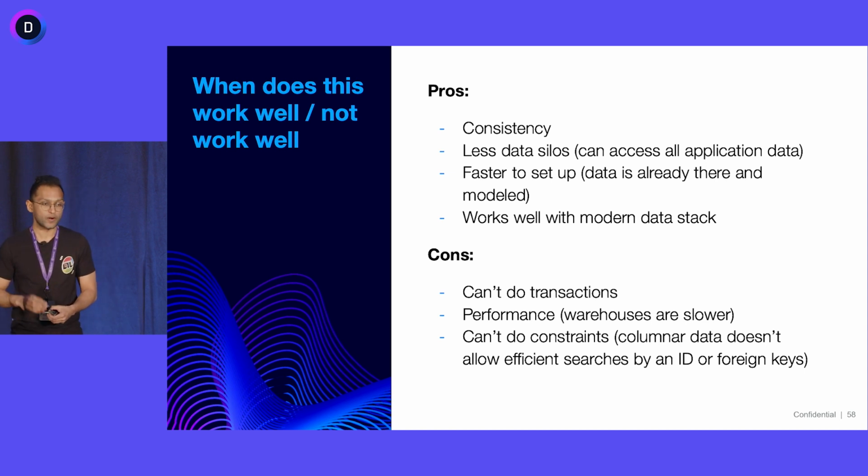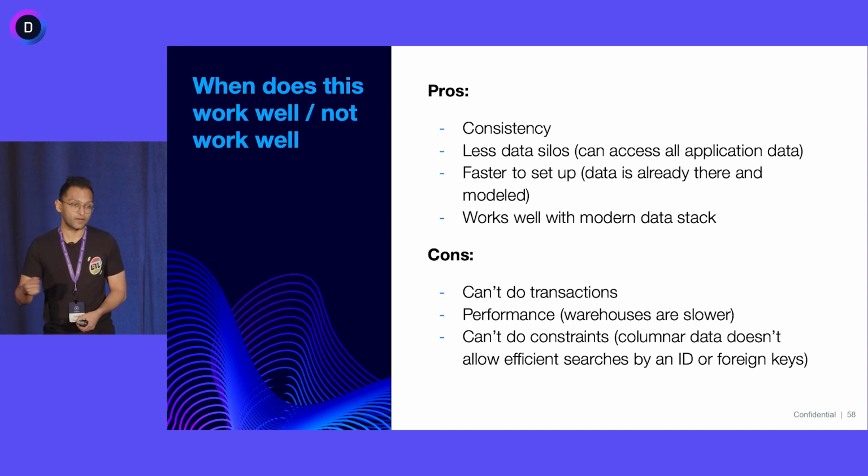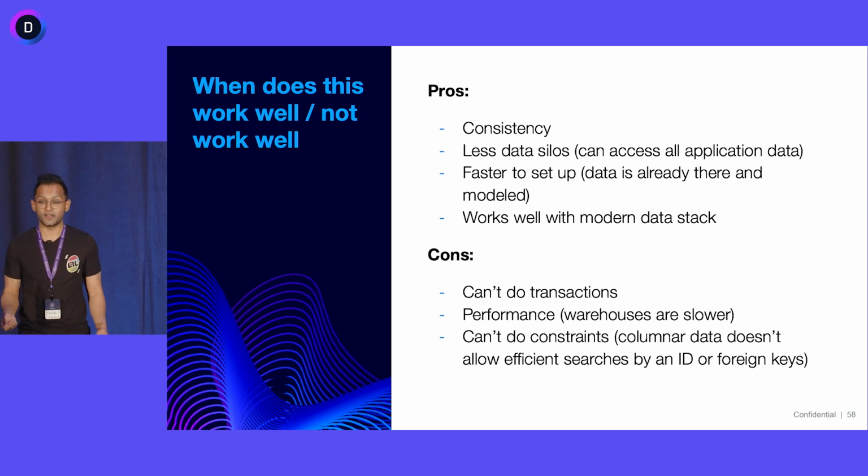Performance, for obvious reasons: warehouse queries often run slower than transactional DBs. You can't do constraints. If you wanted a foreign key on another table, you actually can't enforce that foreign key. You also can't enforce things like cascading deletes. And that can cause divergence as well, compared to a transactional world.